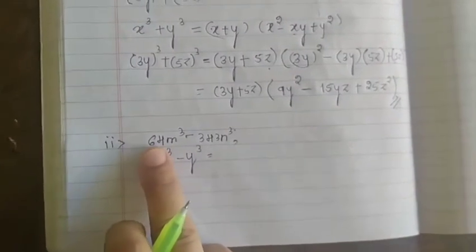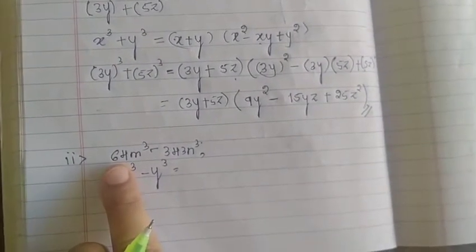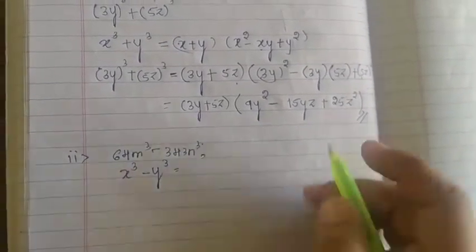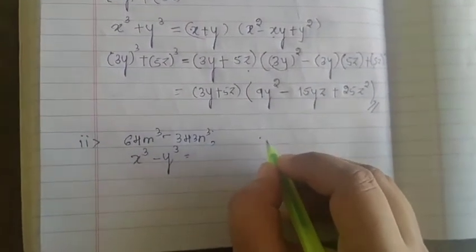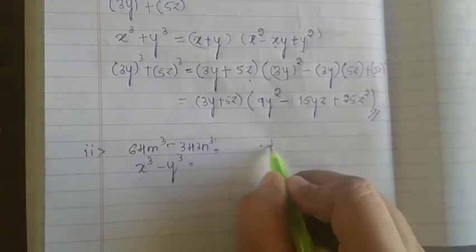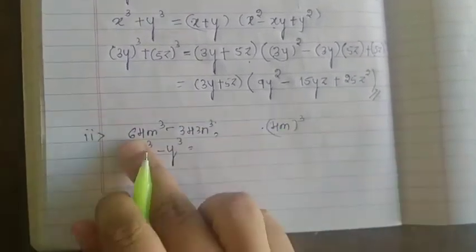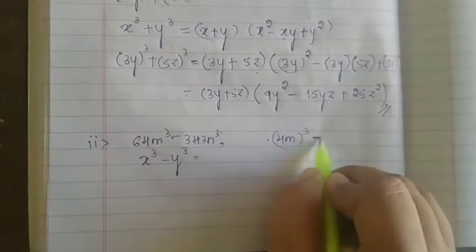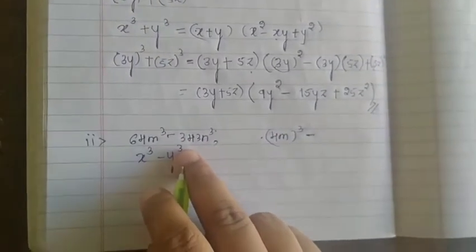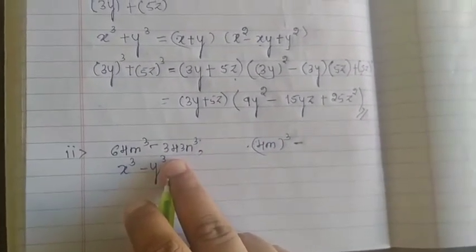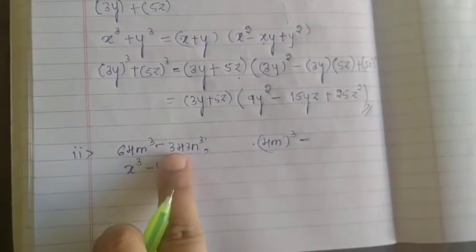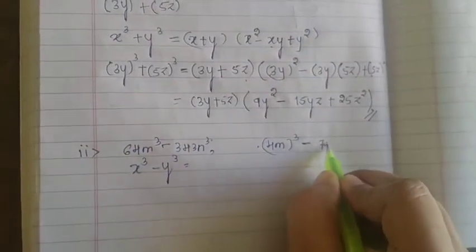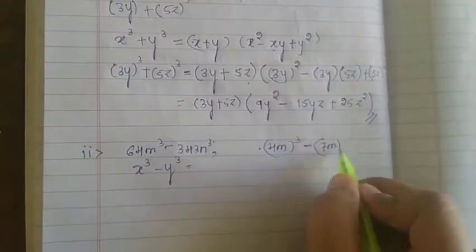Here 64 is the perfect cube of the number 4, that is 4 times 4 is 16 and 16 times 4 is 64. So what you can write over here is (4m) the whole cube. Minus, now 343 is the perfect cube of the number 7. 7 times 7 is 49 and 49 times 7 is again 343. So in place of 343n cube I am going to write (7n) the whole cube.